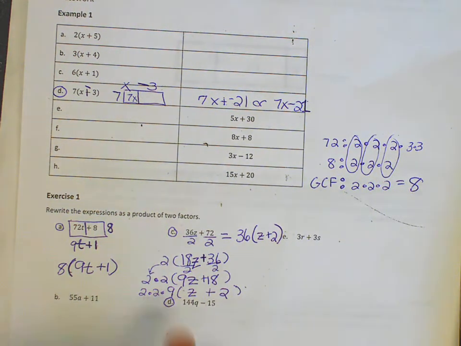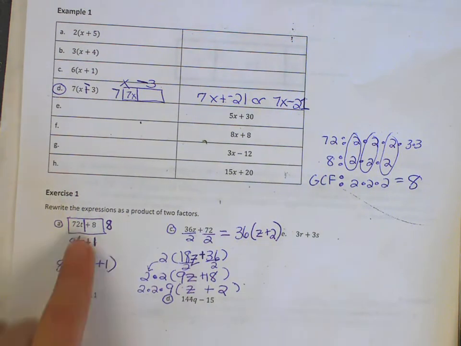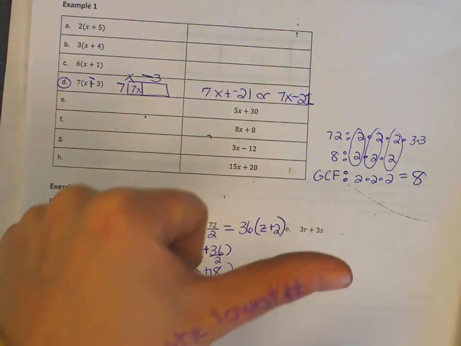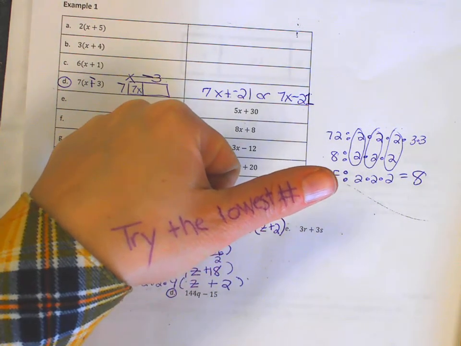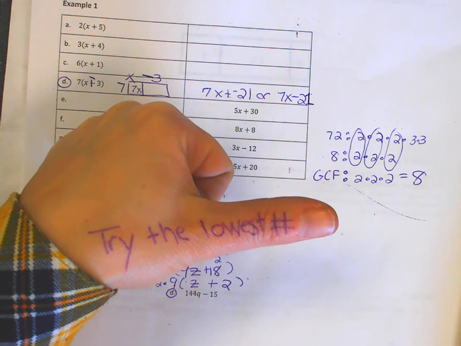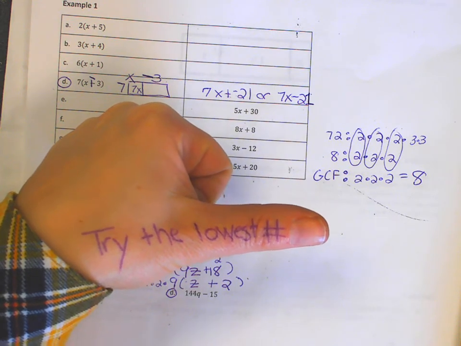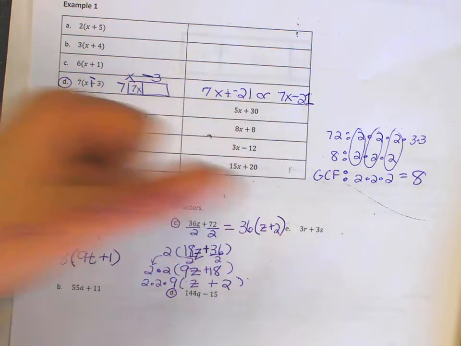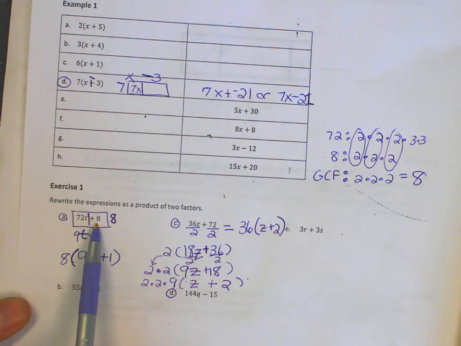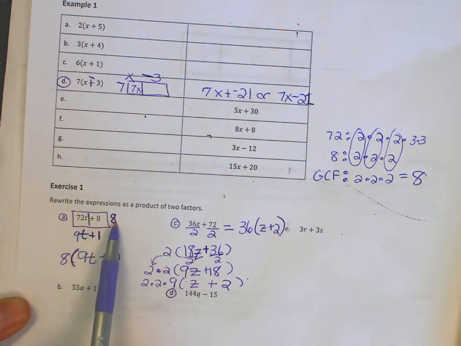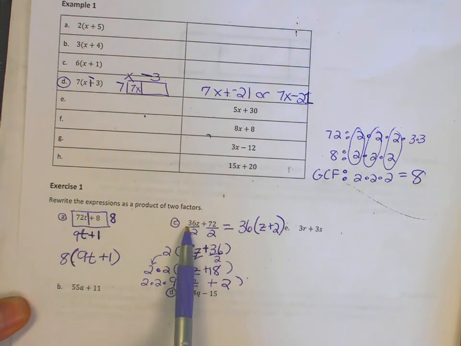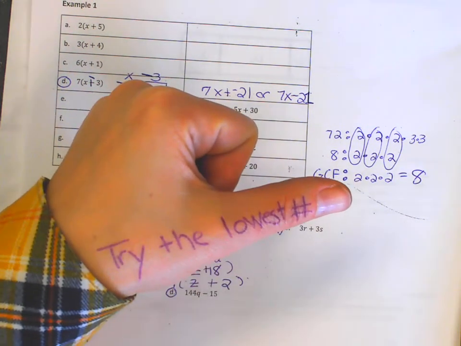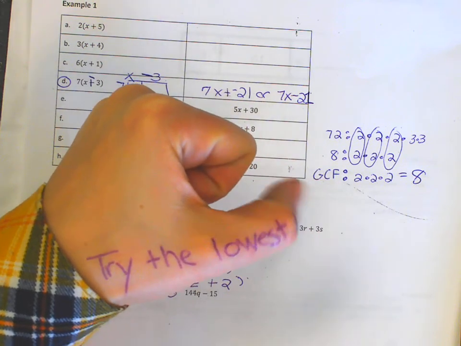So the GCF here was 36. The GCF here was 8. I'm going to tell you a rule of thumb. The rule of thumb is to always try the lowest number you see as the GCF first and see if it works. Okay? Here was the lowest number. It was 8. And guess what the GCF was? It was 8. The lowest number here was 36. And the GCF was 36. I said try it. I didn't say it was going to work all the time. But as a rule of thumb, it works pretty often.